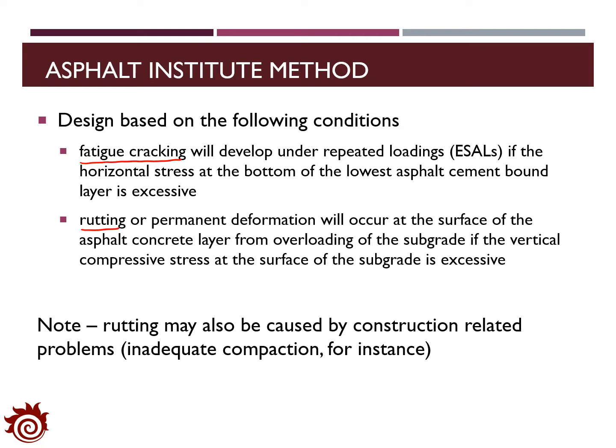Usually, the fatigue cracking will develop under repeated loading if the horizontal stress, which is the tensile stress, at the bottom of the asphalt layer is excessive. Usually, the rutting or the permanent deformation will occur at the surface of the asphalt layer from overloading of the subgrade, if the vertical compressive strain, that is epsilon c, at the surface of the subgrade is excessive. Also, the rutting can be caused by construction-related problems. For example, if the compaction is not appropriate, then it can easily create rutting in the pavement structure.